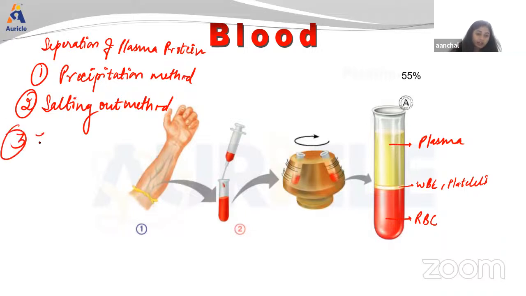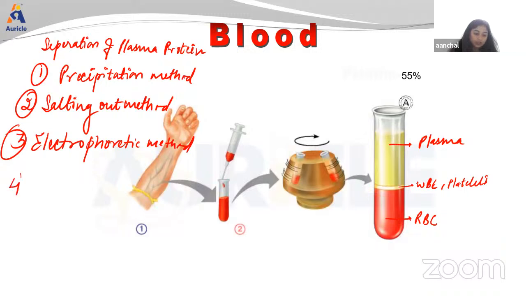Third, we have the electrophoretic method. In this method also, plasma proteins are separated depending upon their differences in electrical charge and the rate of migration, and it is done in a tissueless apparatus by using paper or cellulose.